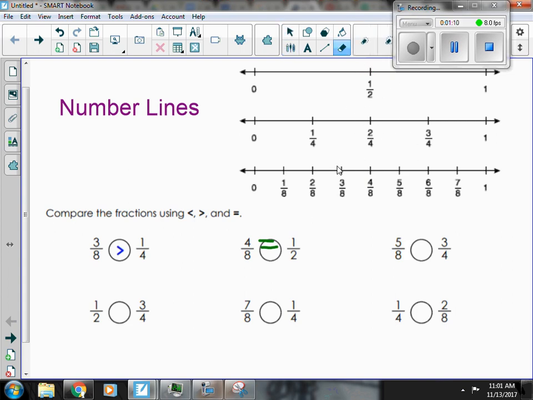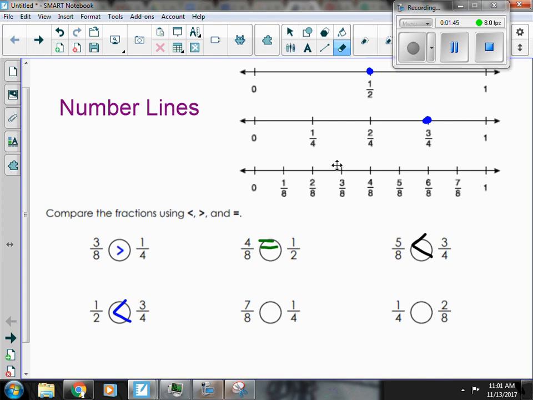My next one is 5/8 and 3/4. 5/8 is here, and 3/4 would be marked here. And I can see that 3/4 is a little bit closer to 1 than 5/8 is. So 5/8 is less than 3/4. Okay. The next one, 1/2 is right here, and 3/4 is here. And again, 3/4 is bigger, it's closer to 1, so 1/2 is less than 3/4.